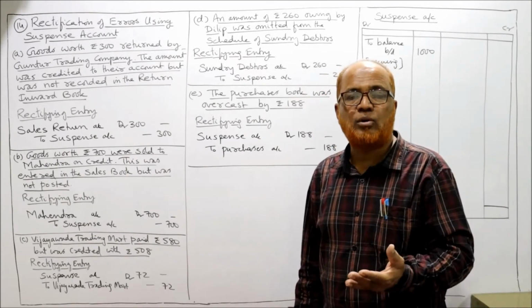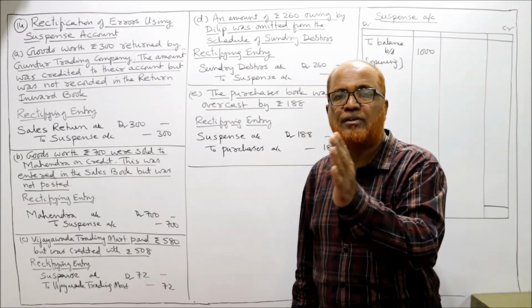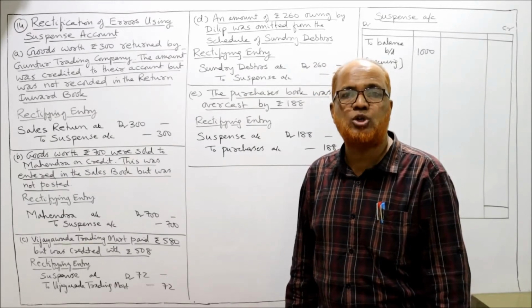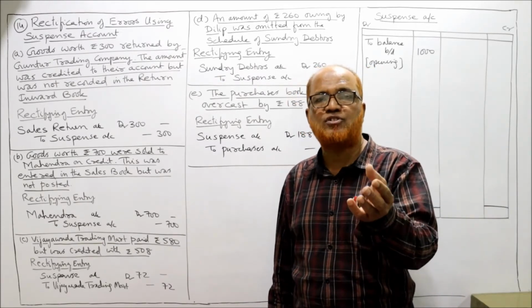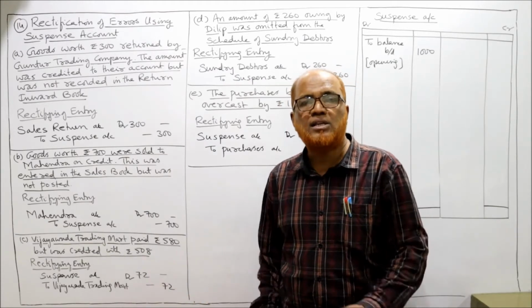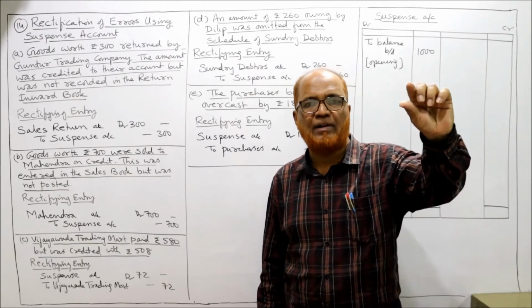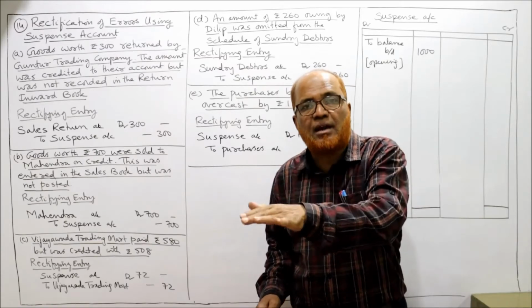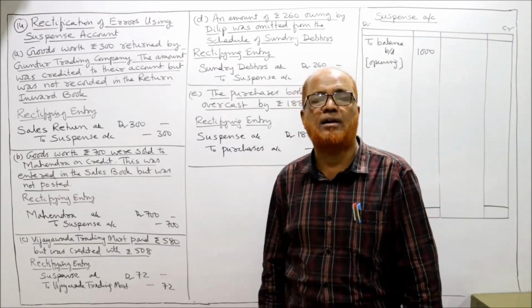We have taken less amount. Instead of crediting the account 580 rupees, we have credited only 508. How much less have we credited? 72 rupees, 580 minus 508. We have short credited 72 rupees. To which account have we short credited? Vijayawada. There is no error in cash account. Cash account is correctly debited with 580. The only thing is, Vijayawada Trading Mart should have been credited by 580, but instead we have credited by 508.